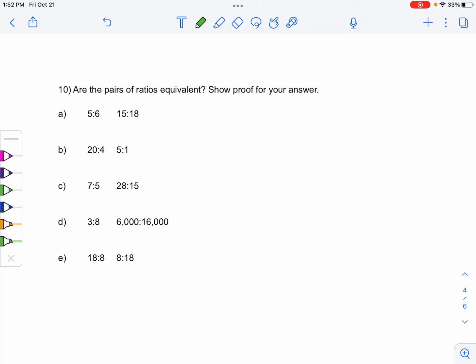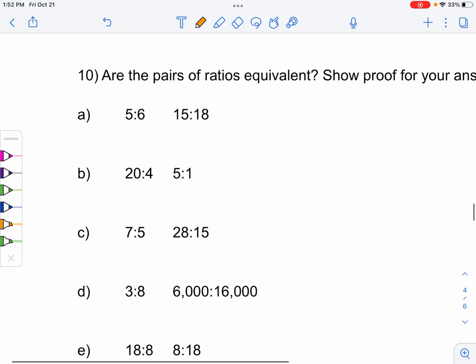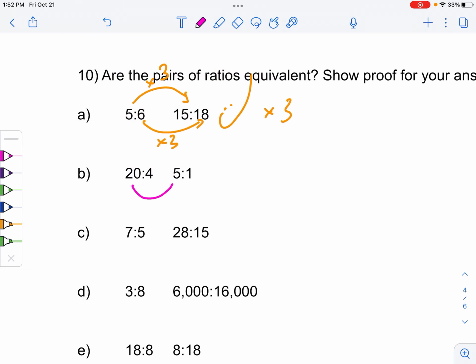Show proof. All right, so I'm really just going to be checking about multiplication. So let's check my first number. 5 to 15 is times 3. So is 6 times 3 18? It sure is, by times 3. Let's try this next one.